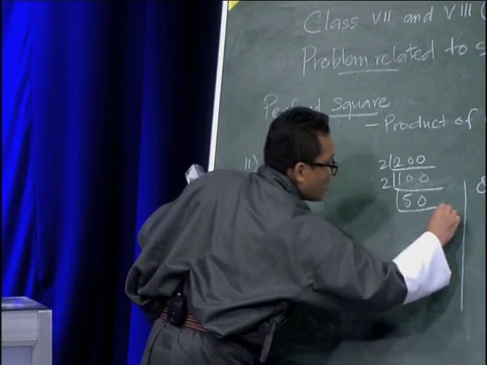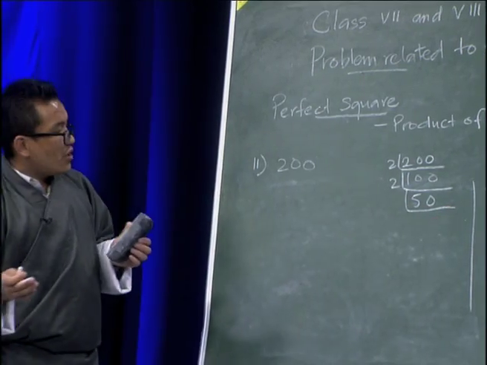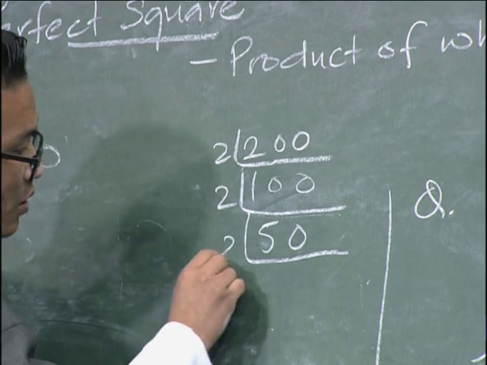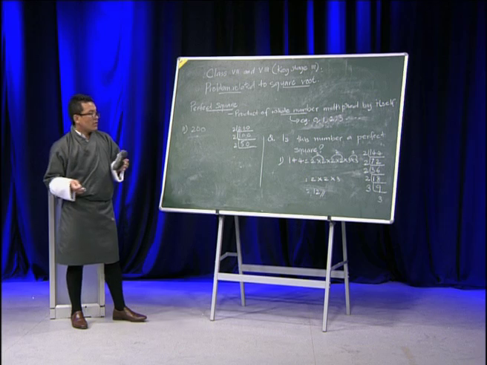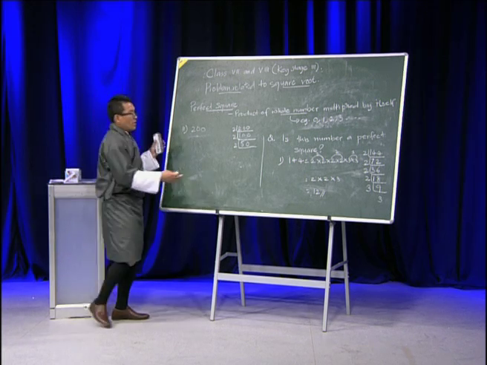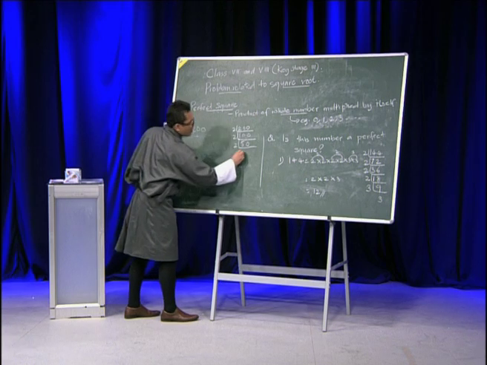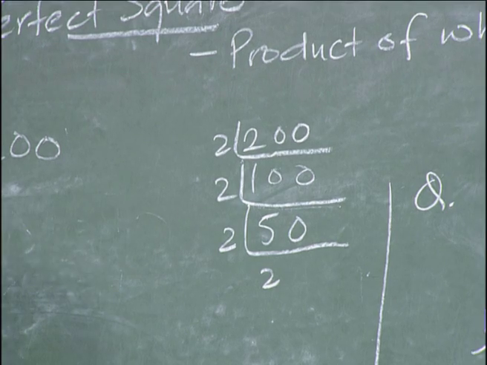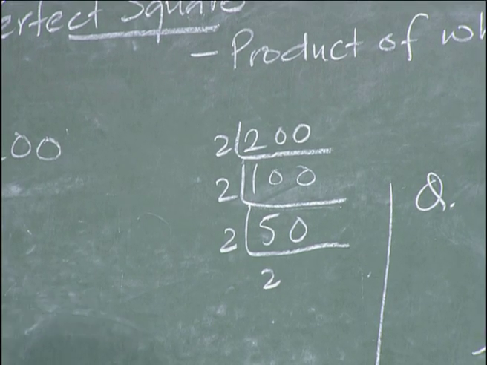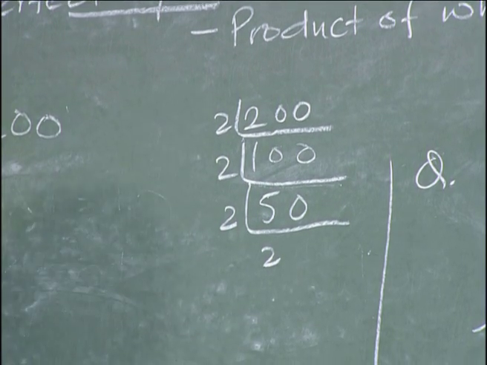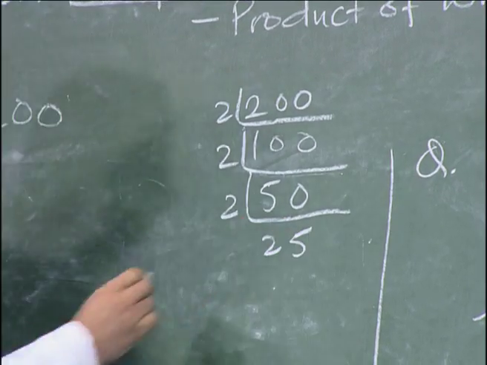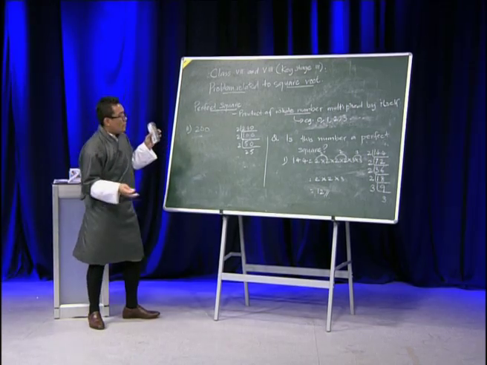Again, still we have 0 in the ones place. I'll use 2. 2, how many times is 50? So if you don't know how to directly divide it, divide digit by digit. 2, how many times is 5? 2 times 2 is 4. So we have 1 remaining in the tens place, and 0 in the ones place makes 10, right? So 2, how many times is 10? 2 times 5 is 10. So that means 2 times 25 is 50.